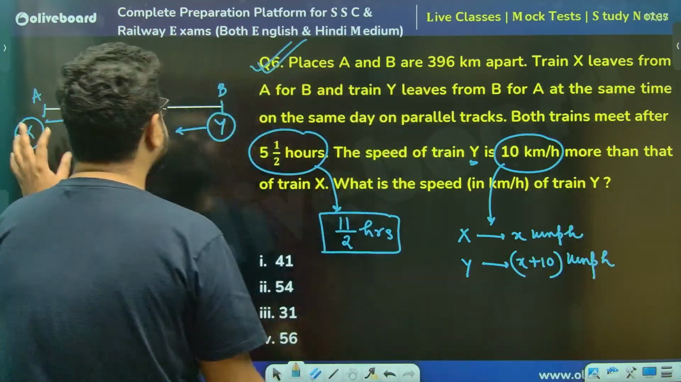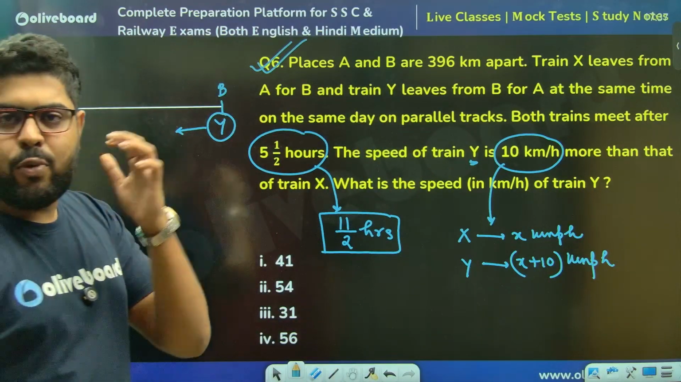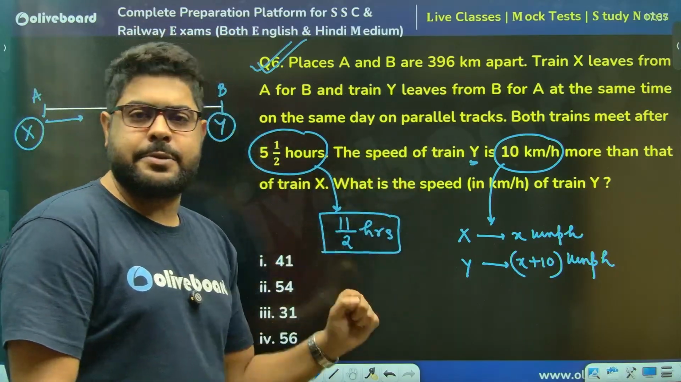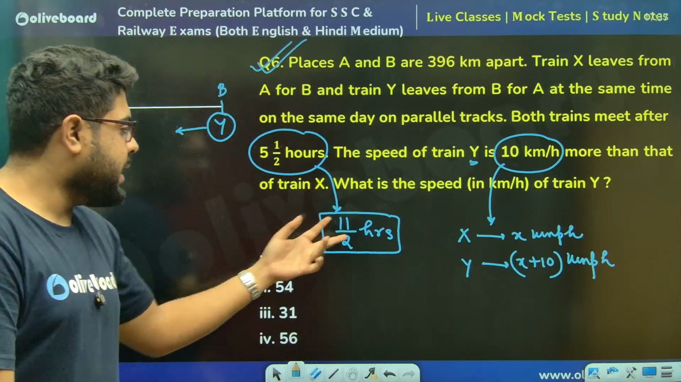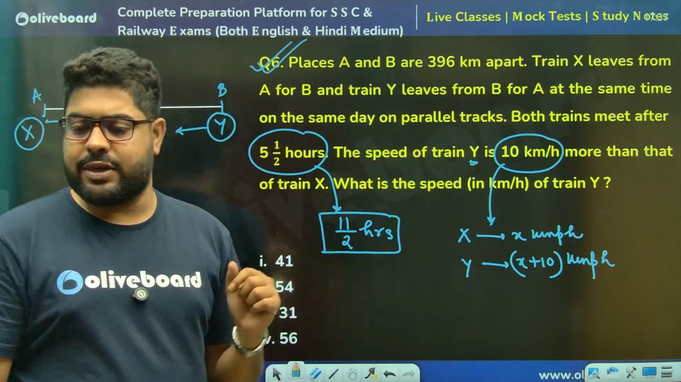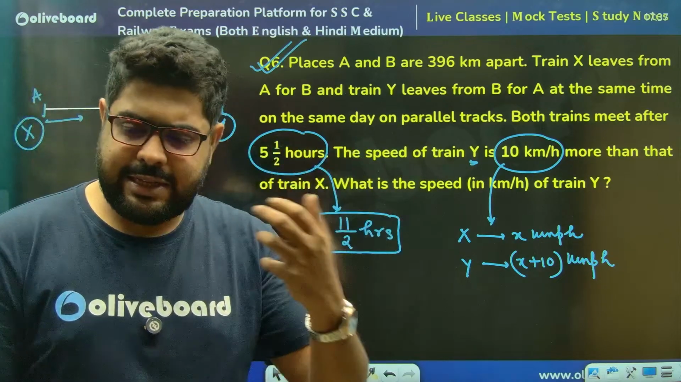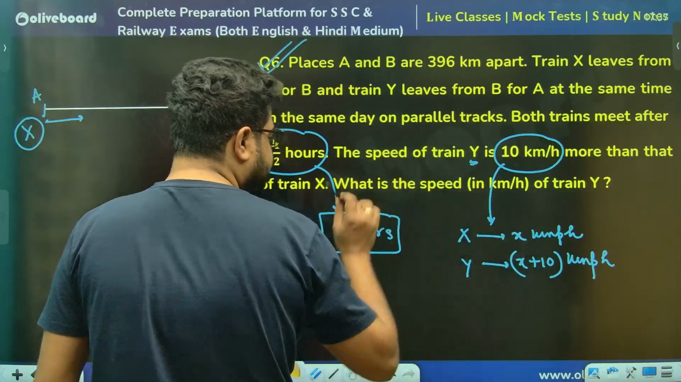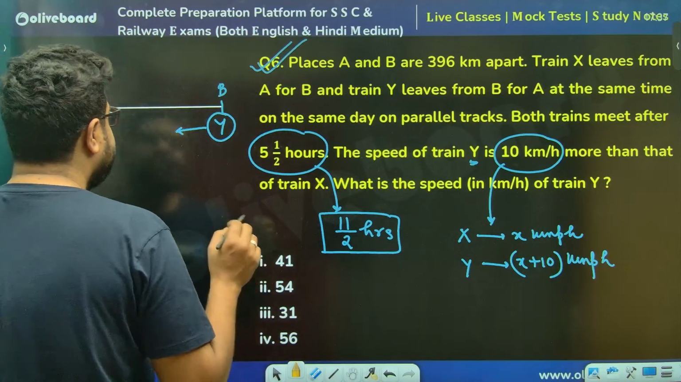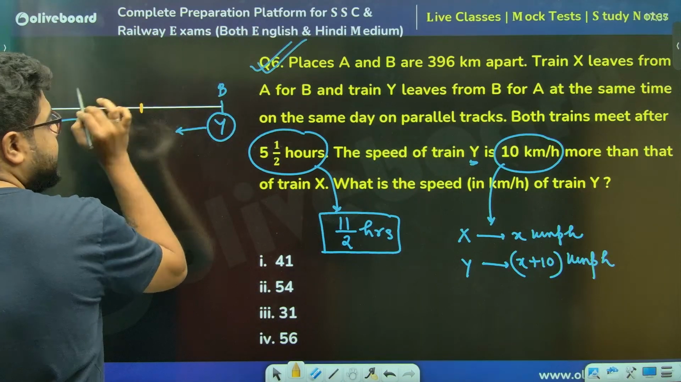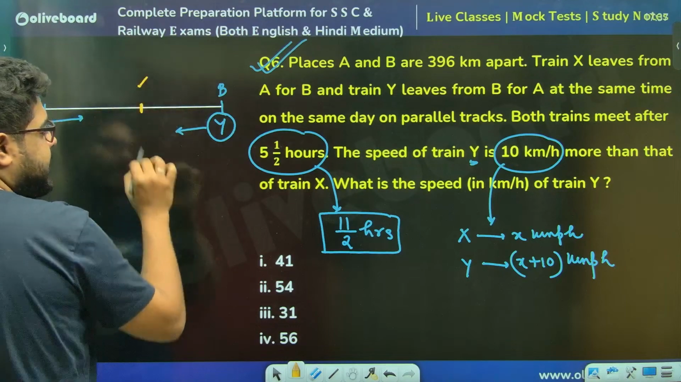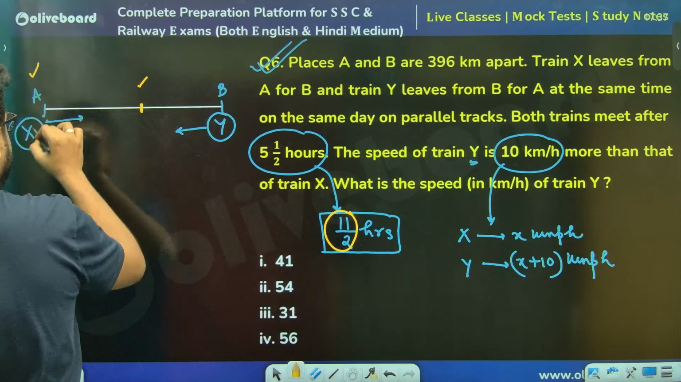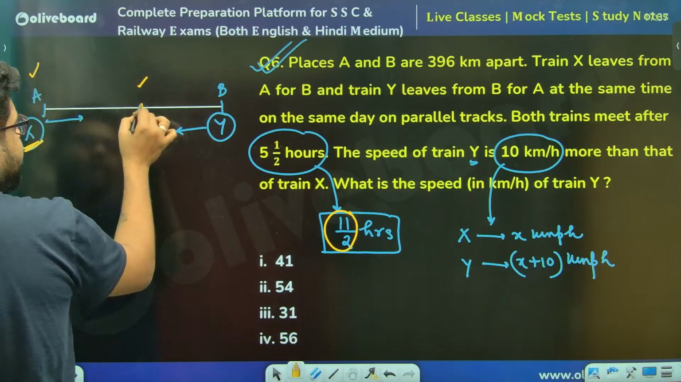Now, both the trains are moving, meaning we need relative speed. So you can do it by relative speed as well: relative speed into time will give you distance. But understand relative speed a bit more conceptually, as I gave you a hint in the last class. Let's say they are meeting here. That means in these 11 by 2 hours, train X has started from here and reached here.